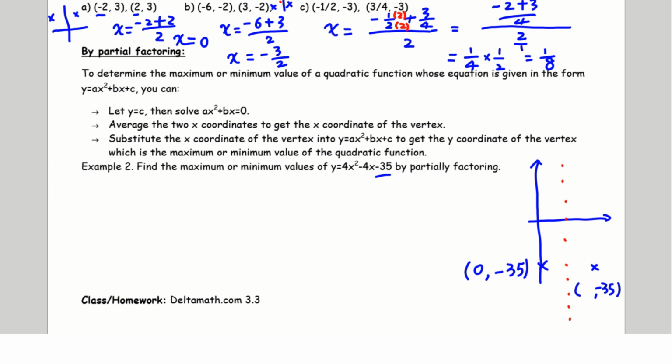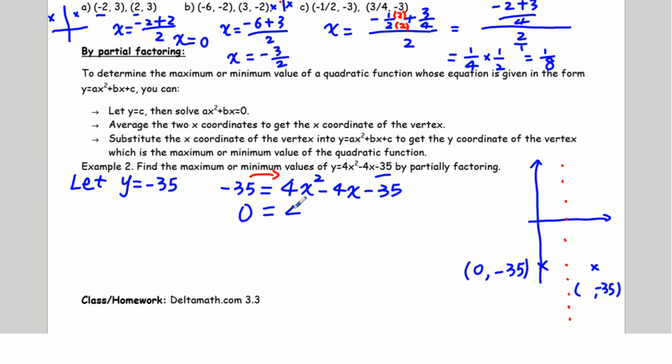We are going to let y equal negative 35. By doing this, you will have negative 35 equals 4x squared minus 4x minus 35. Then we move everything to one side in order to solve this quadratic equation. So negative 35 moved to the other side becomes plus 35. It will cancel out with minus 35. So you have 0 equals 4x squared minus 4x.